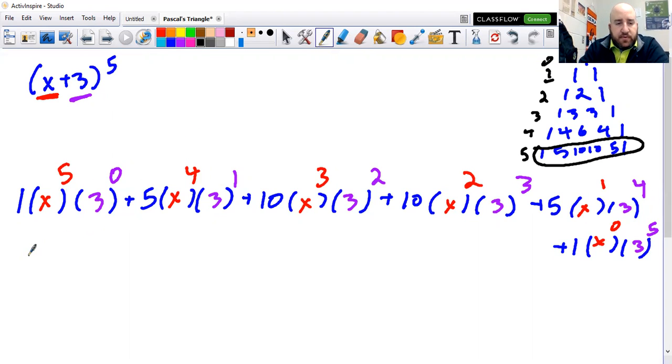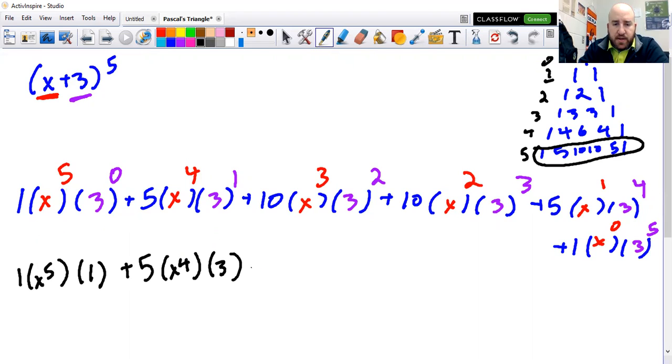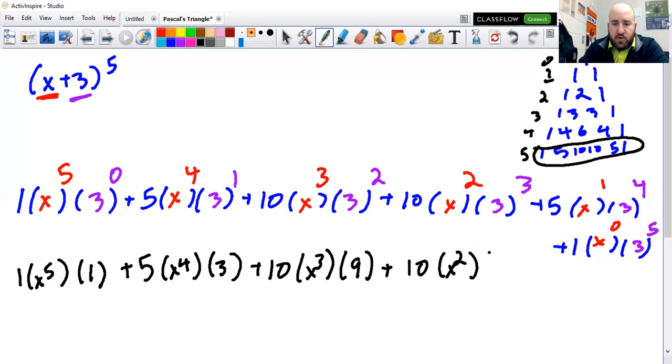Now just calculate my exponents. So I've got 1, again, x to the 5th, just x to the 5th. 3 to the 0 power is 1. Bring down your 5, x to the 4th is x to the 4th. 3 to the first is 3. Bring down 10. X cubed is just x cubed. 3 squared is 9. 10. X squared is x squared. 3 cubed is 27. I know I'm running out of room a little bit here.